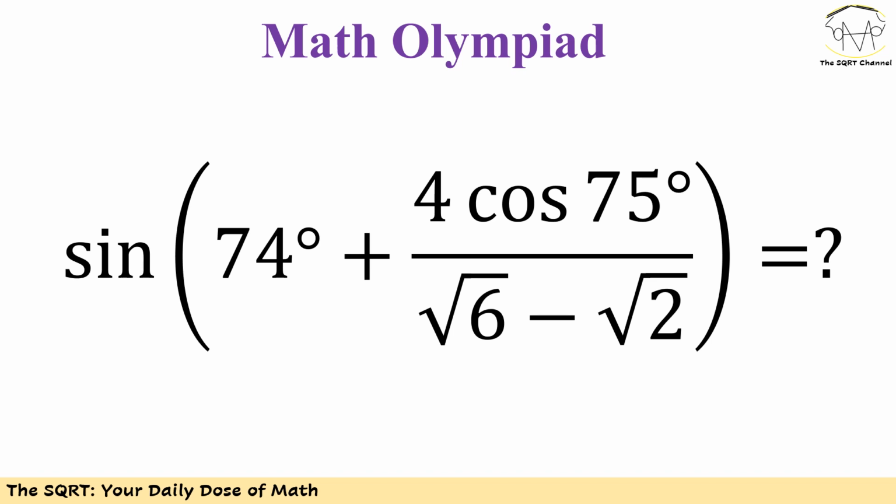In this video we are going to talk about this problem that you are seeing here. We have sine of 74 degrees plus 4 cosine of 75 degrees over radical 6 minus radical 2. We are going to evaluate this expression. Let's see how we are going to do that. It's going to be an interesting problem to solve.